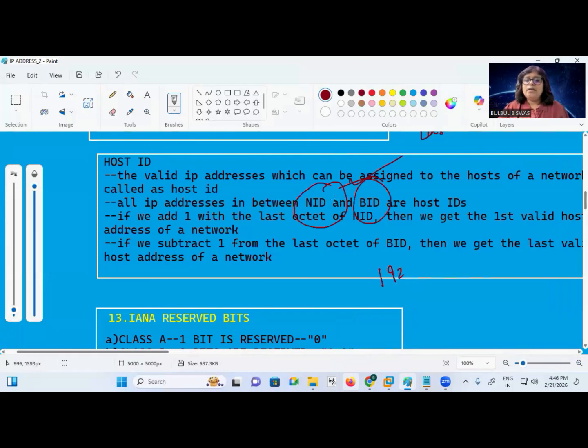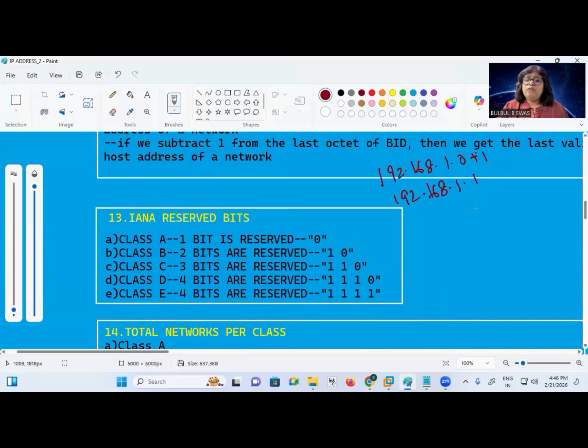Suppose 192.168.1.0 is the NID. If you add 1 with the last octet, then what is the IP you are getting? That is the first valid host. If in this network 192.168.1.255 is the BID, and if you just subtract 1 from the last octet of BID, the resulting IP is my last valid host. Am I clear?